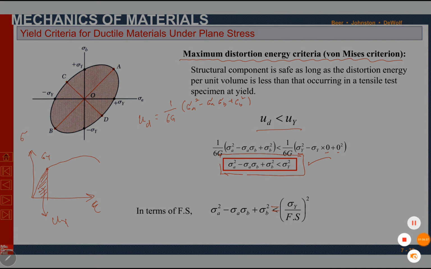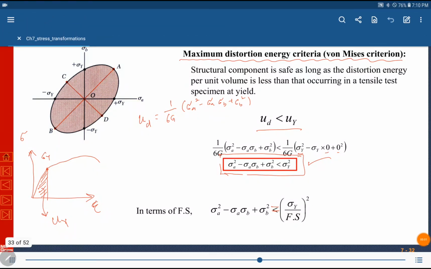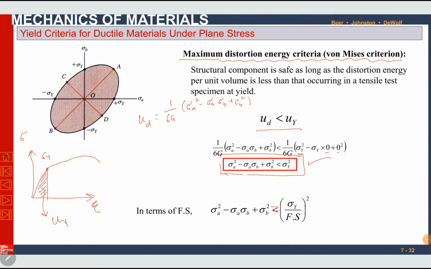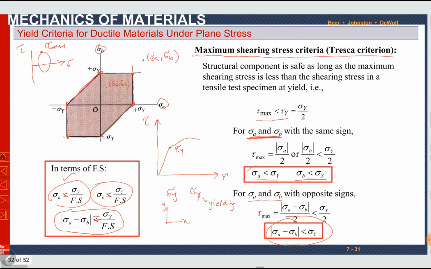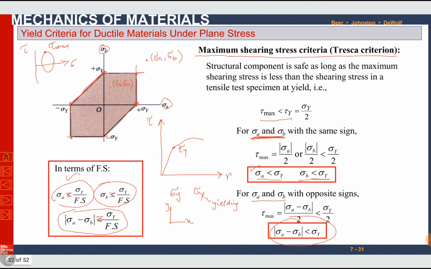So this is an elliptic equation of an ellipse, and if we draw this expression between sigma A and sigma B on a graph paper, it will be an elliptical shape. This is a little different than the previous envelope of maximum shearing stress criteria.